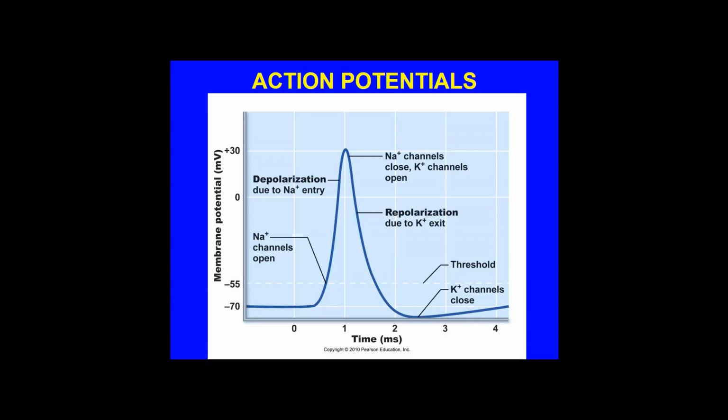We have a resting membrane potential that comes out to about minus 70 millivolts. Now remember, milli is a prefix that tells you 1,000ths. So when we talk about milliseconds, we're talking 1/1000th of a second. If we're talking millivolts, we're talking 1/1000th of a volt. Okay?